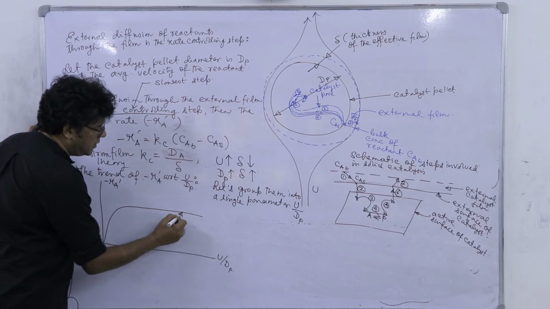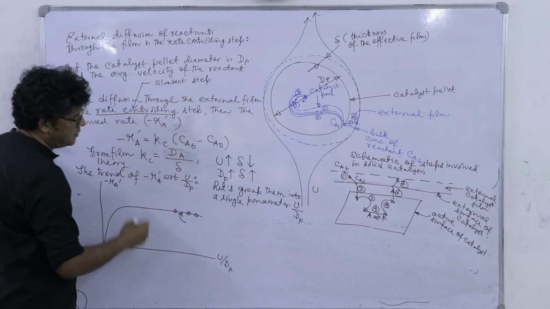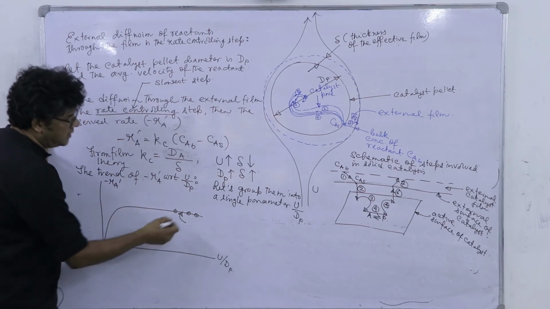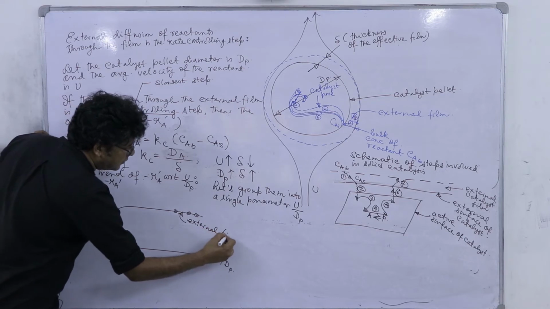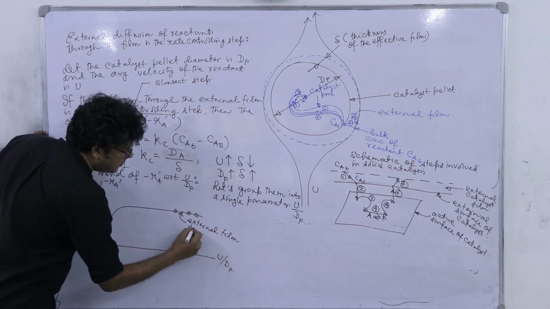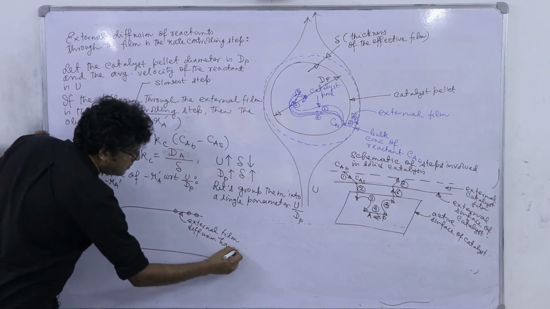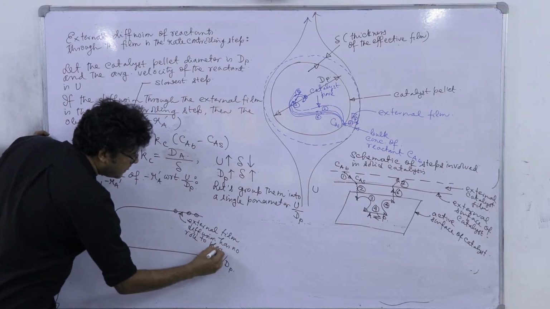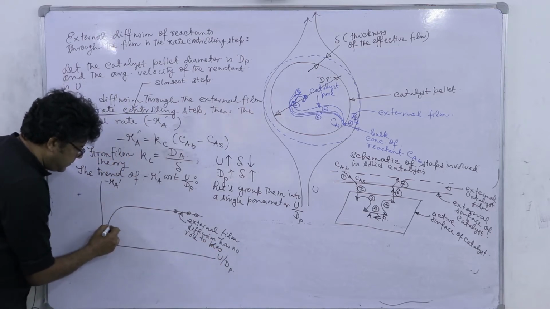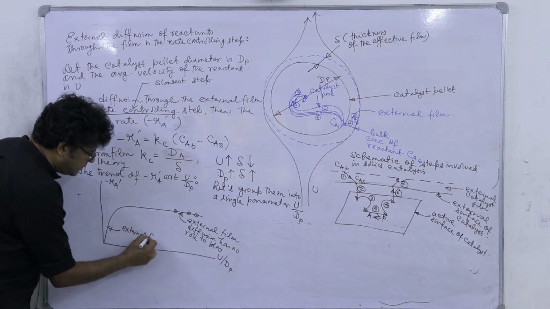So, if we have the data point somewhere here, obviously we can infer that external film diffusion has no role to play, and here it is external film diffusion controlled.